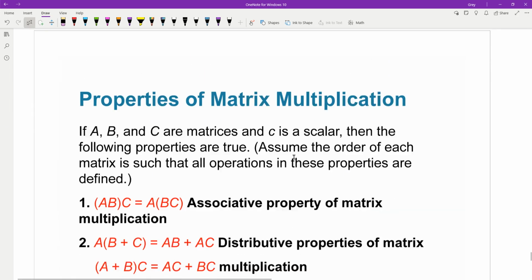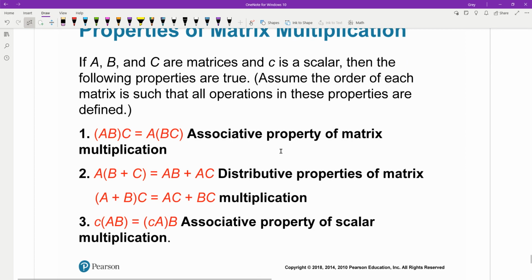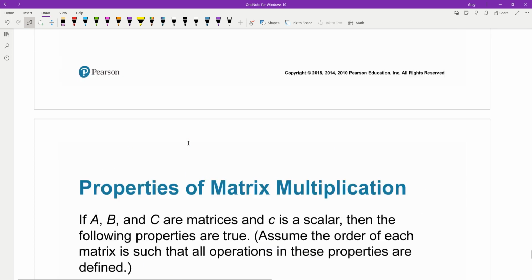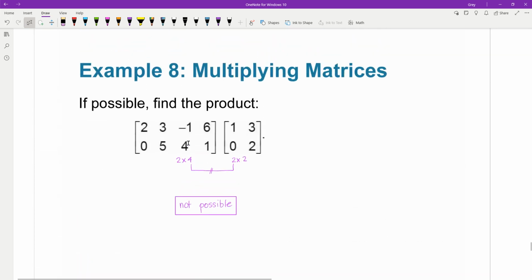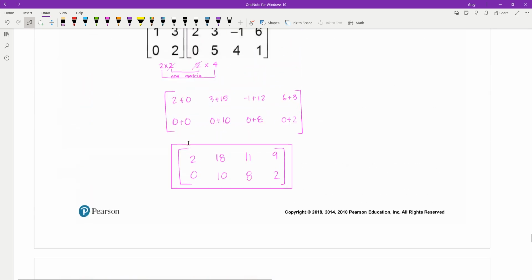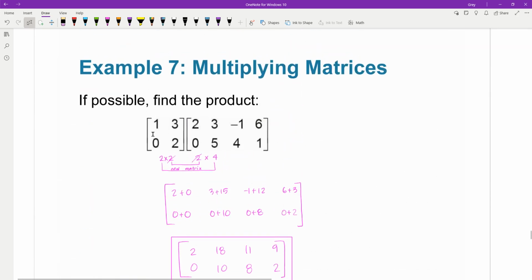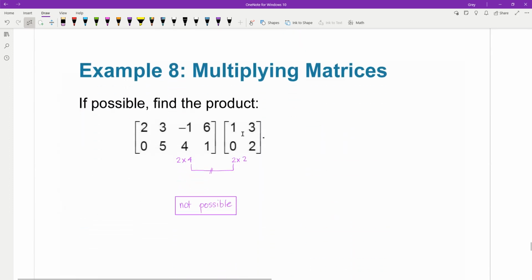So if you're interested, here are your properties of matrix multiplication: associative, distributive, and associative property of scalar. The order matters, y'all, this is really important, because what we're missing there is commutative. These are the two matrices. We did first the smaller times the big one, and then we did the big one times the small one, and we didn't get the same answer. That means the commutative property does not hold true for multiplying matrices.